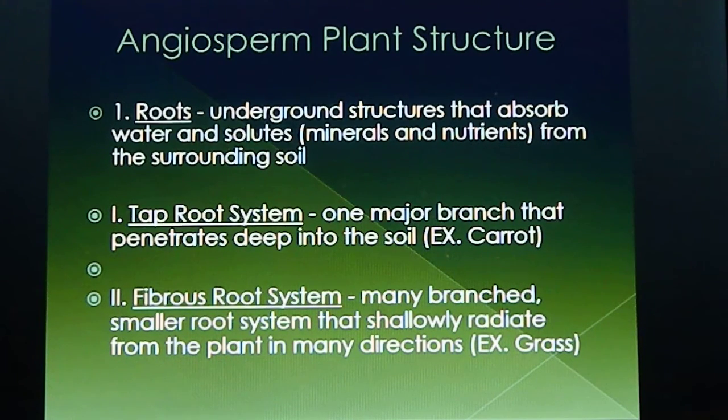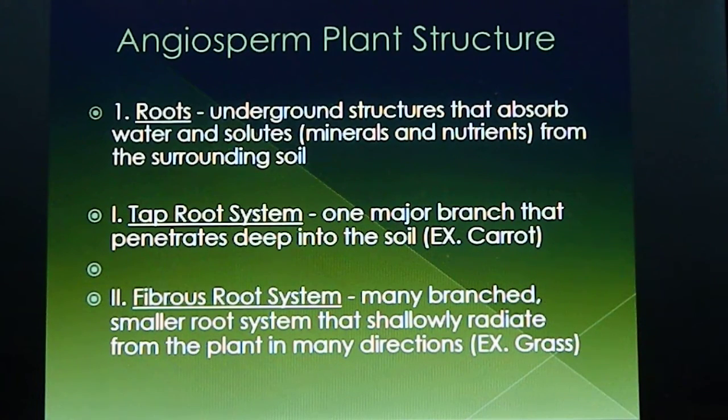and allows the taproot to go down to the water table. And the water table is an area in the soil where it's mostly wet all the time, and it allows the tree or plant to get to a fresh source of water all the time, even in drought conditions. So that's a taproot system. A good example of this is a carrot, right? Carrots, dandelions. If you tried to pull a dandelion out of the ground, mostly you just get the top of it. You don't get the whole root because it's a deep taproot system.